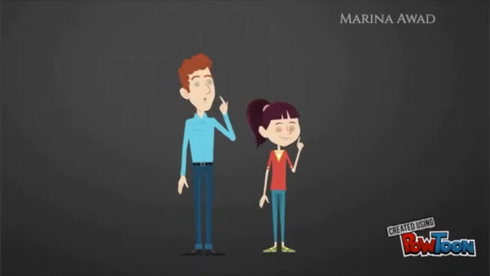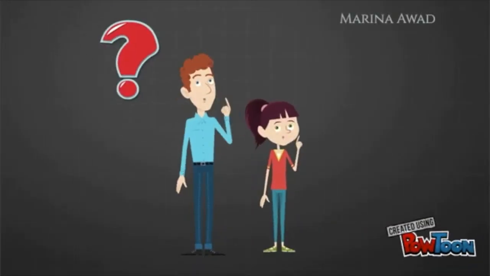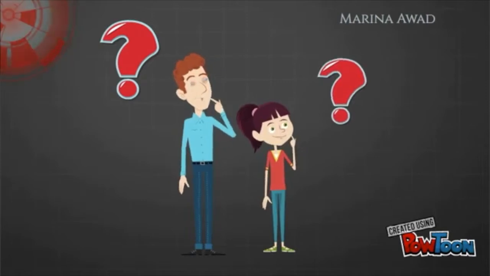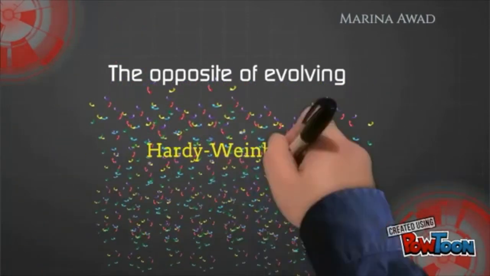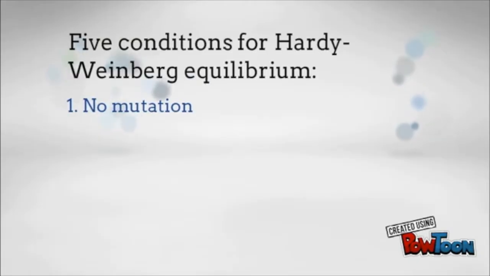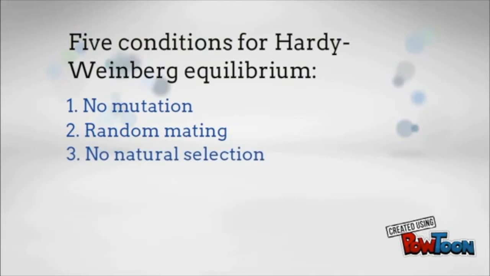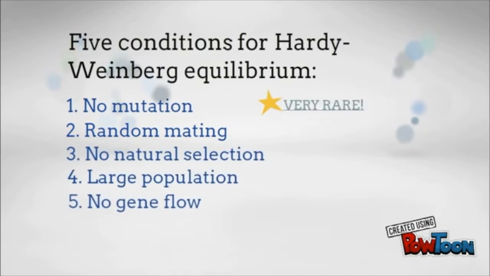Have you ever wondered if there's a population that hasn't evolved over generations and what conditions cause it to be that way? A population that is not evolving is at Hardy-Weinberg equilibrium. Here are the 5 conditions. There should be no mutation, random mating, no natural selection, a large population, and no gene flow.